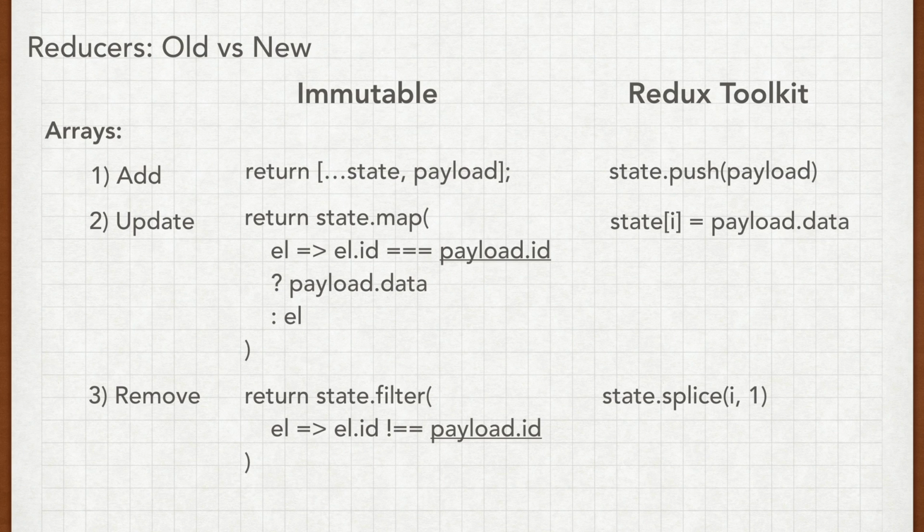Now, in the Redux Toolkit way, you could call the splice method. So the splice method, what it does is you first give it an index, which I called i here. And then the second parameter, you tell it how many elements starting from that index you want to remove. So we just want to remove one. So we just say state.splice(i, 1). And this will remove it in place. So you'll remove it from our state. So this is the way that you remove an element using Immer in Redux Toolkit.